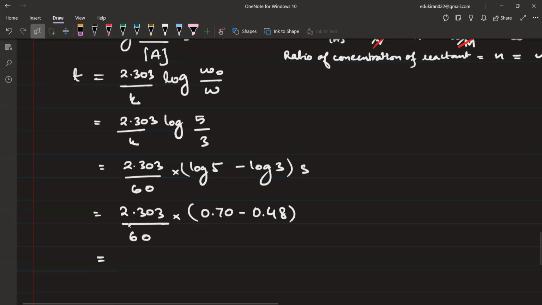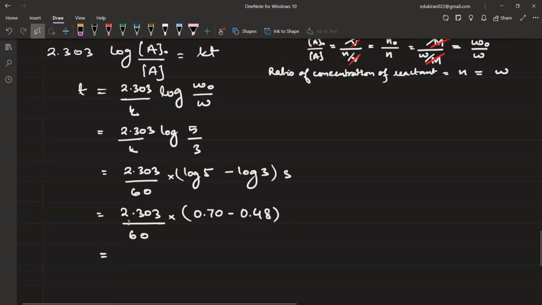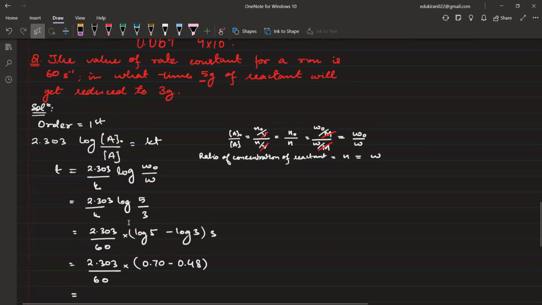So you can then calculate the value for this part. Write this question. All of you understood this? Yes or no? Please tell me. Yes, sir. Okay. Yes, sir.